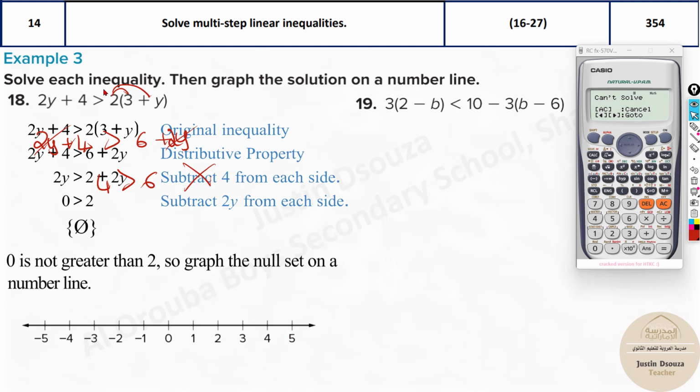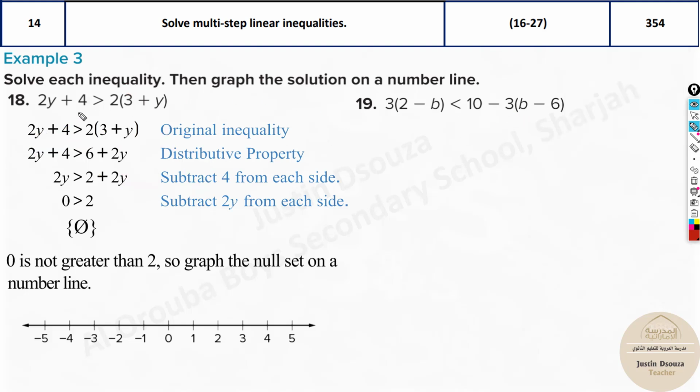So please be aware of these types of problems. So no matter what, you must solve it by using the distributive property. That is very important. Now let's try this one over here. It's 3 times 2 is 6 minus 3b is less than 10 minus 3b plus 18. Minus minus becomes plus. Now again, see, this cancels off.